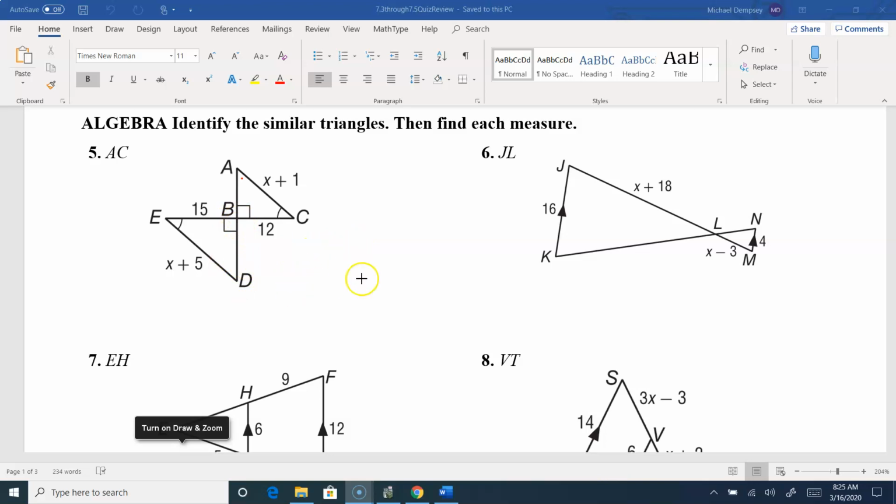Okay, so one of the proportions I could set up, I think this is the easiest one for me to see. I have x plus 1 over 12, right? See how x plus 1 lives between the single hash mark and no hash mark? So it has to match up with x plus 5. It lives between single hash mark and no hash mark, right? So if I set this proportion up, I would have x plus 1 over 12, and then I set that equal to x plus 5.